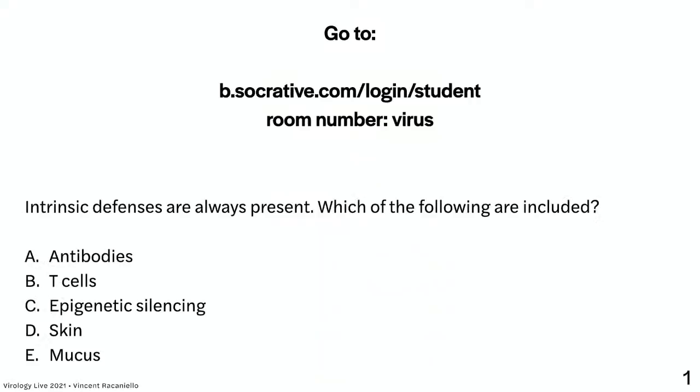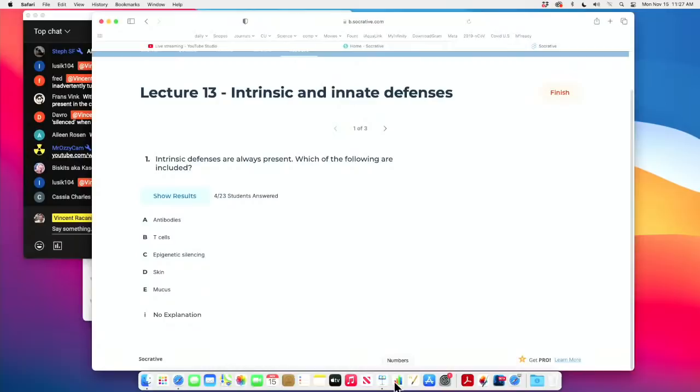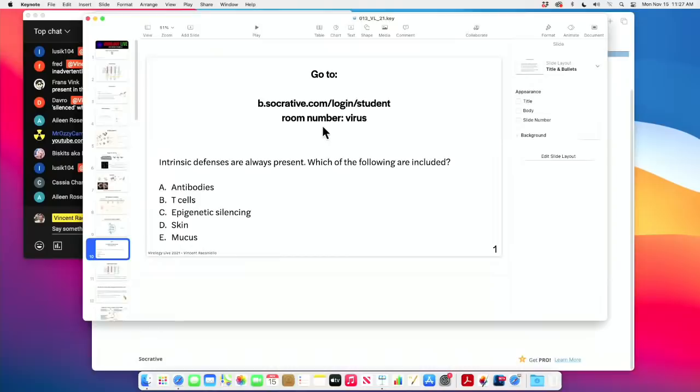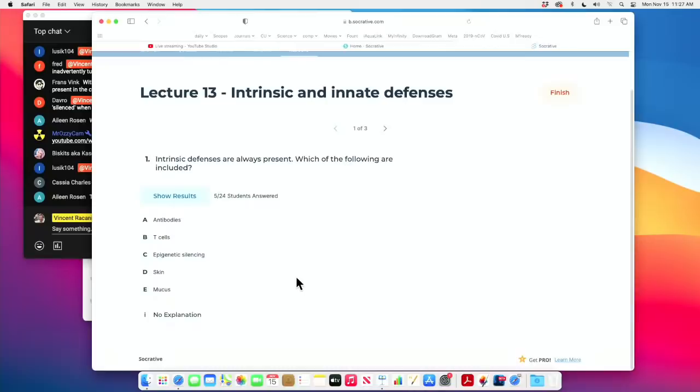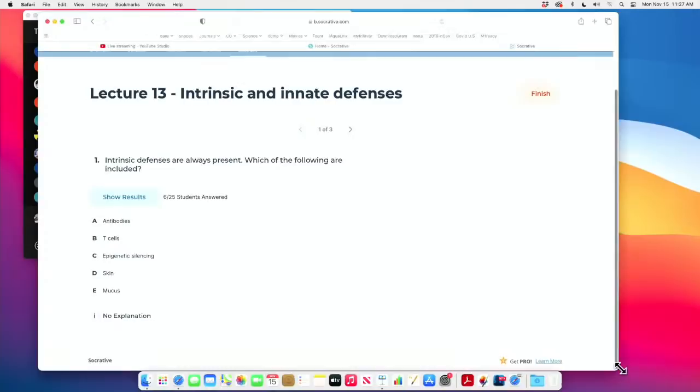All right, it's time for a quiz. In order to take a quiz, you need to go to Socrative.com/loginstudent. The room number is virus. And once you start, don't close the window. It's very important that you don't close the window. Intrinsic defenses are always present. Which of the following are included? Antibodies, T cells, epigenetic silencing, skin, or mucus.